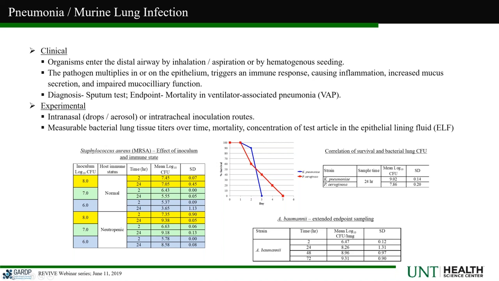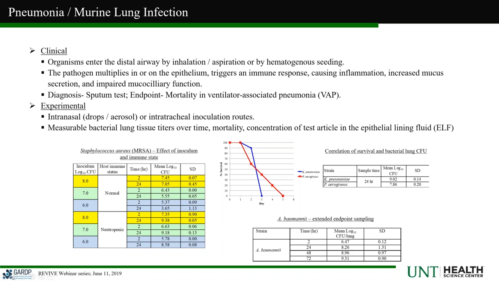We could also look at survival, the correlation of survival and bacterial lung CFU. In this case, we're looking at a Klebsiella and a Pseudomonas lung infection. We see mortality in 3 to 5 days for the Kleb and the Pseudomonas, which correlates to lung titers of upwards of 8 to 9 logs. So the increased lung titers, we have higher titers for the Kleb. We also have shorter time to mortality for the Kleb.